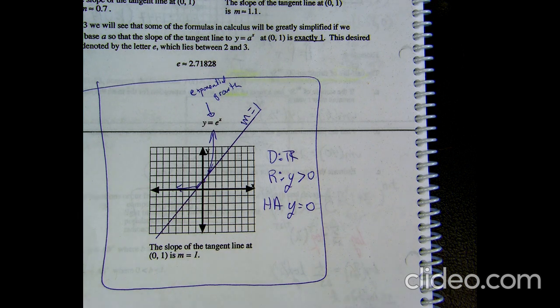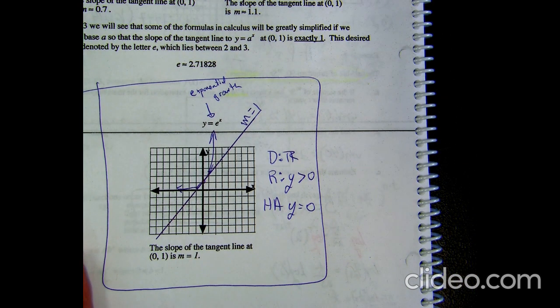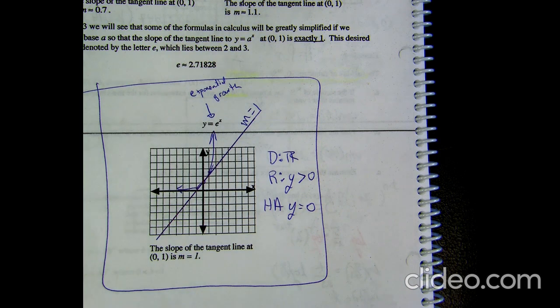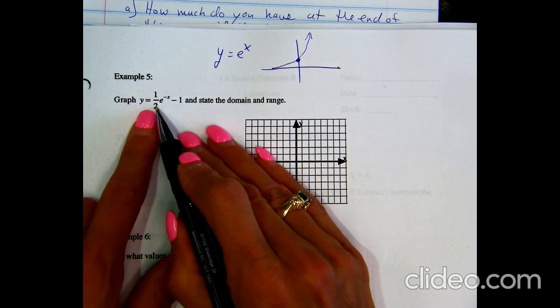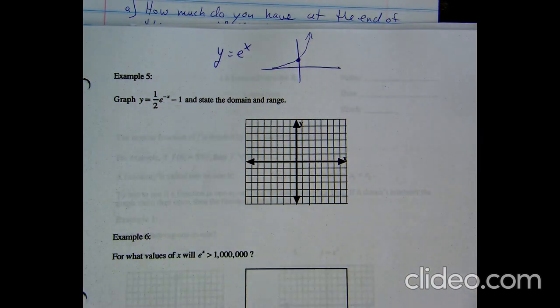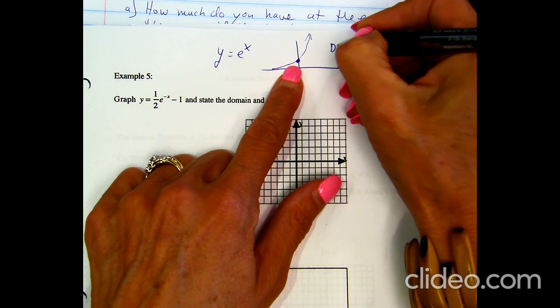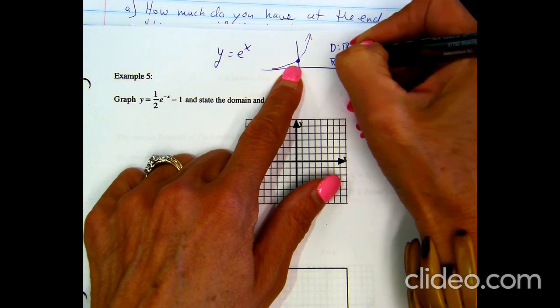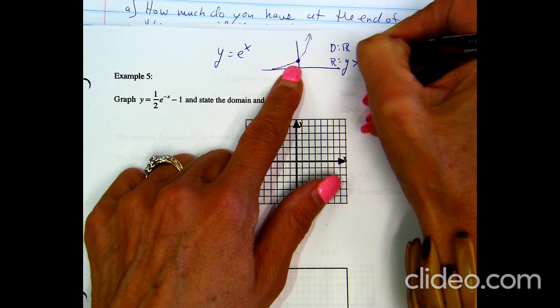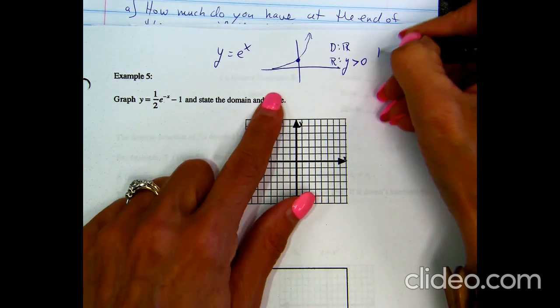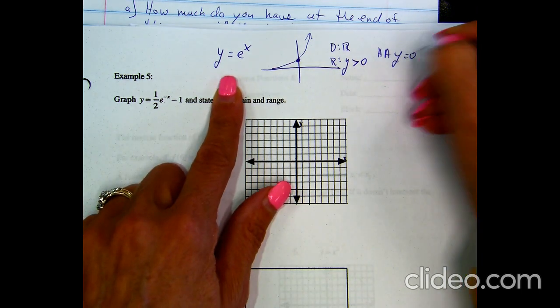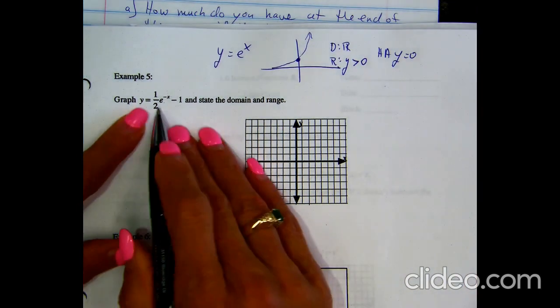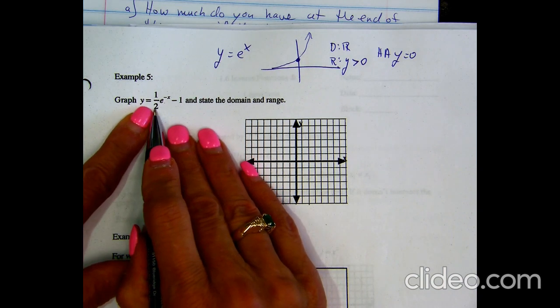So we're going to take that and do some transformations on it. Ready? So we know what the base function e to the x looks like. What does (1/2)e to the minus x, minus 1 look like? e to the x has a domain of all reals and a range of y strictly greater than 0. It has a horizontal asymptote along the x-axis, aka y equals 0. What kind of transformations do we have?